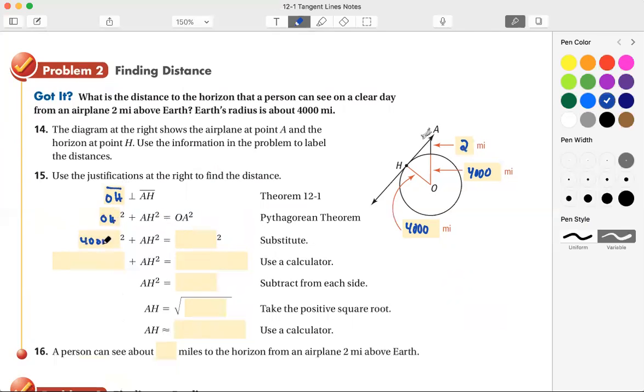So we're going to substitute in the values. 4,000 squared plus AH squared equals 4,002 squared. Substituting and simplifying, we get these numbers. All right. Subtracting, we get AH squared equals 16,004. Taking the square root of that number, and we get approximately 126.5069168. So a person can see about 127 miles to the horizon from an airplane 2 miles above the Earth.